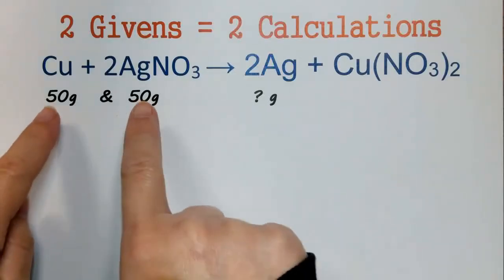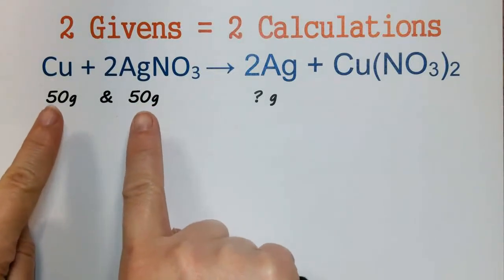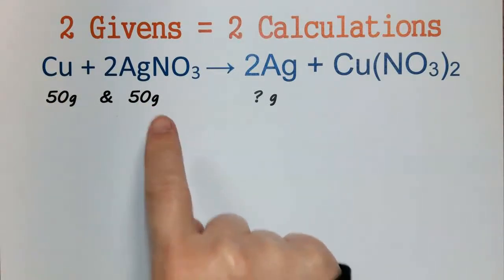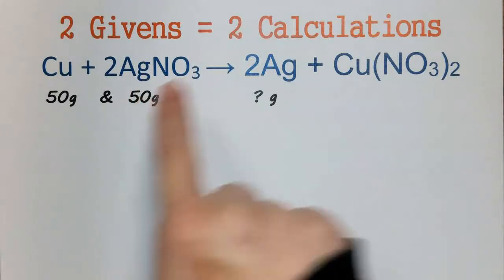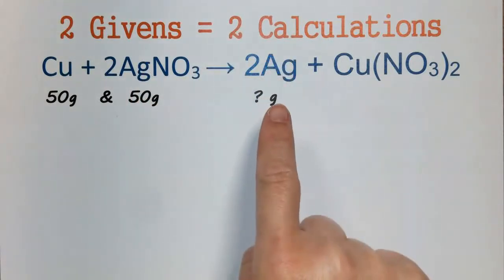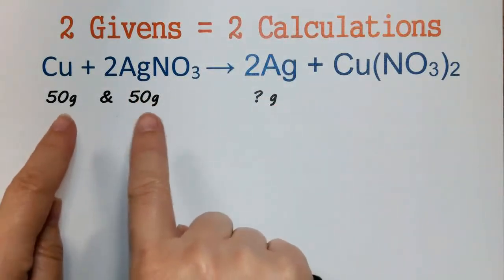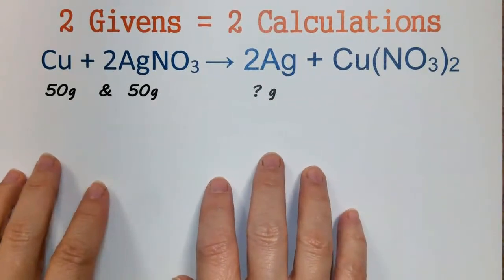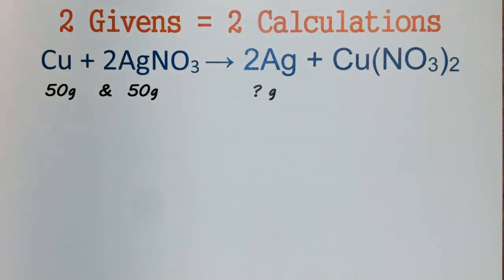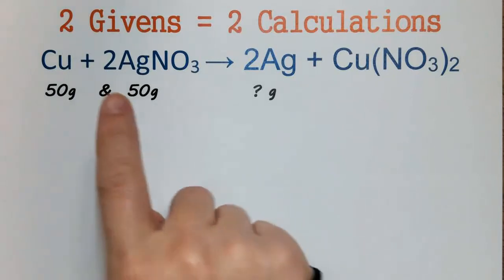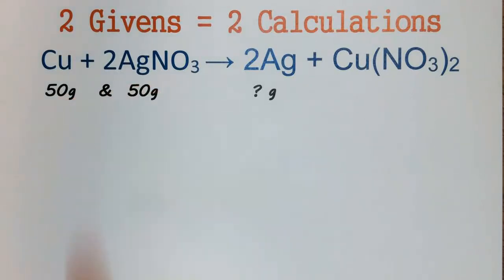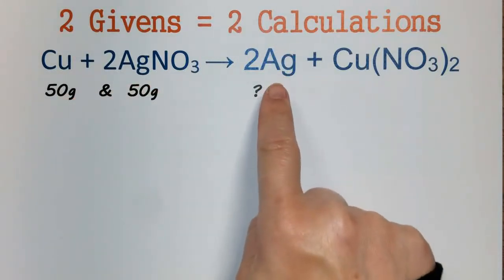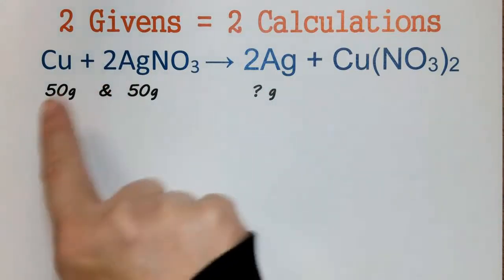So in this case, we have 2 given values, 50 grams of copper and 50 grams of silver nitrate, and we're wondering how much silver we are going to produce. That means that one of these is the limiter and one of them is the excess. So to figure this out, we have to actually do a calculation for both to find out the amount in grams of silver that they will each make.